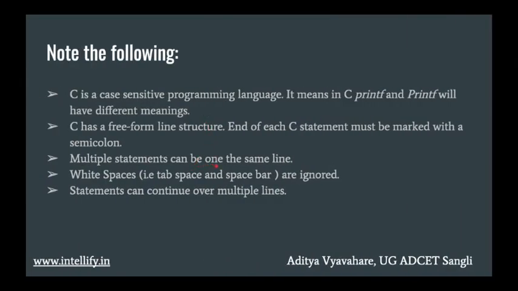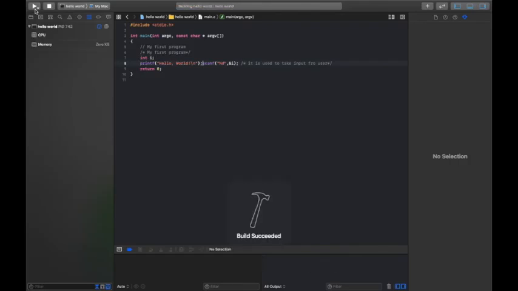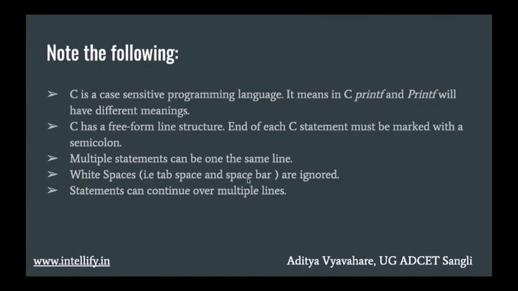Multiple statements can be in one line. For example, the printf and scanf we have written one below another. We can also write them in the same line. Now they are in the same line, and still the program is running well. It is not necessary to give a new line to each statement. We can write multiple statements in one line, but it would be more difficult to read the program and understand exactly what logic has been used in the program.